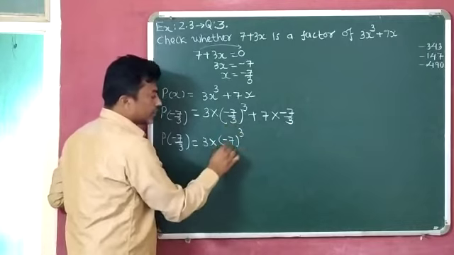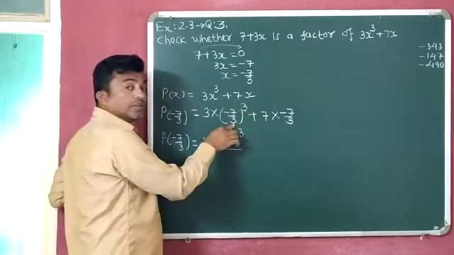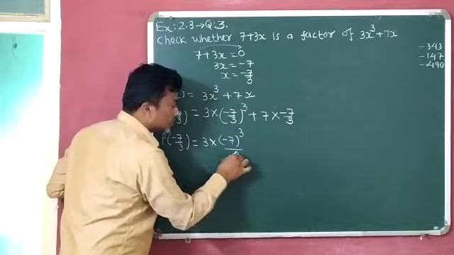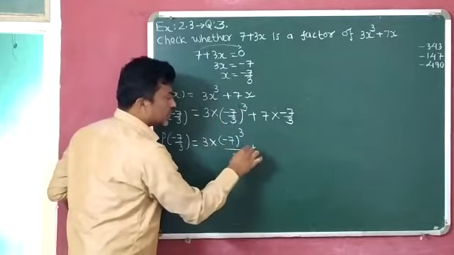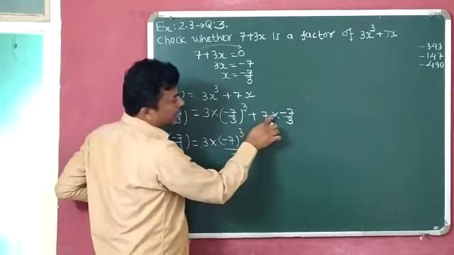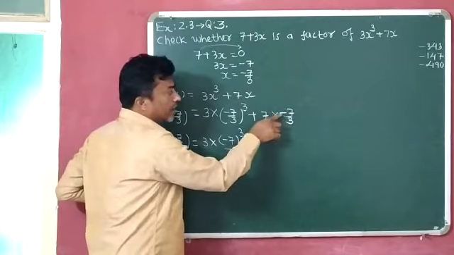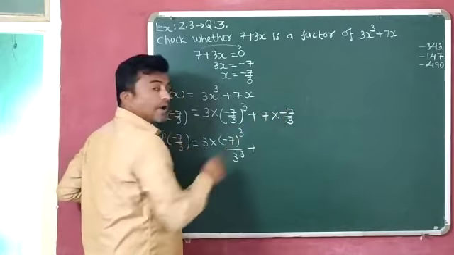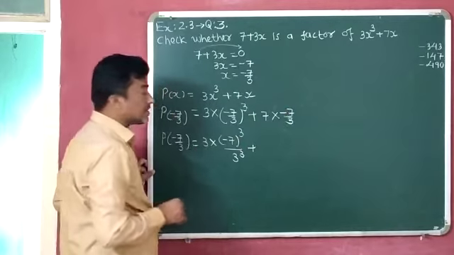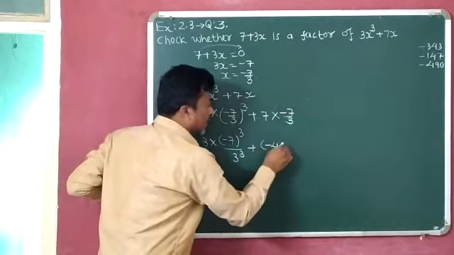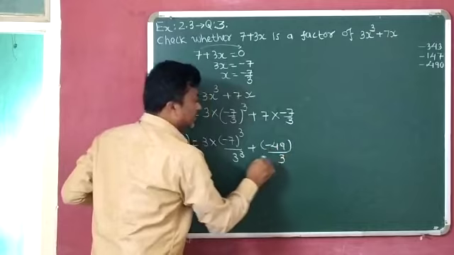So minus 7 raised to 3, and this power 3 is also for 3, so 3 raised to 3. This plus, so plus, and 7 multiply minus 7. 7 sevens are 49, and for plus 7 multiply minus 7, the final answer sign is negative. So minus 49 divided by 3.